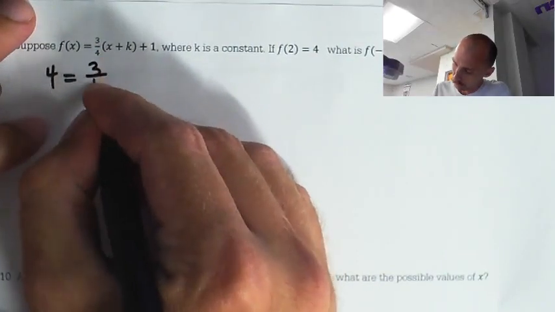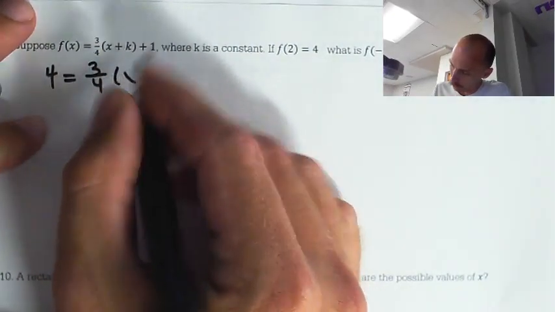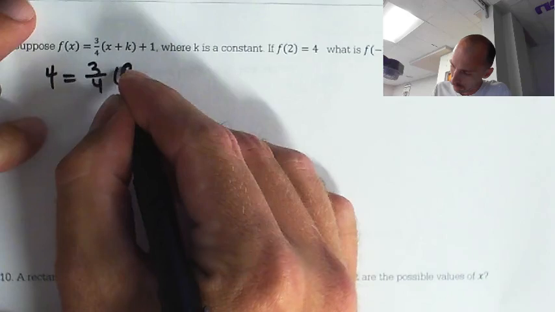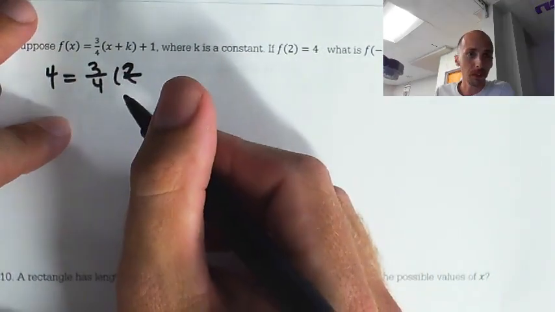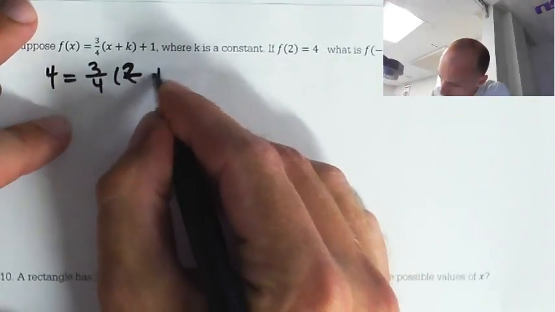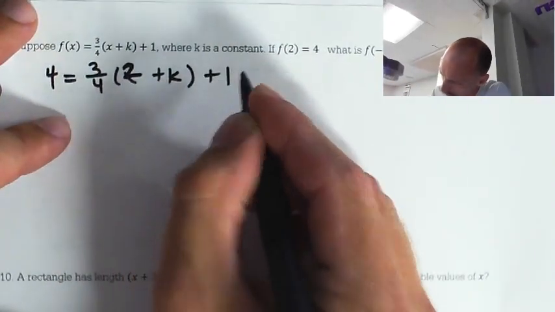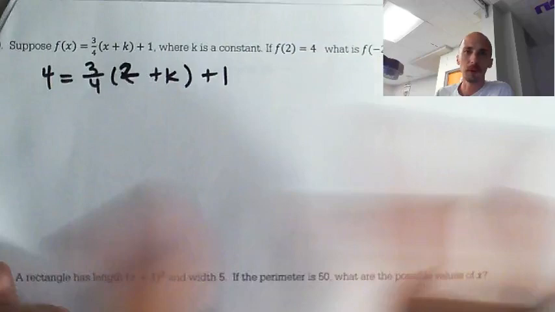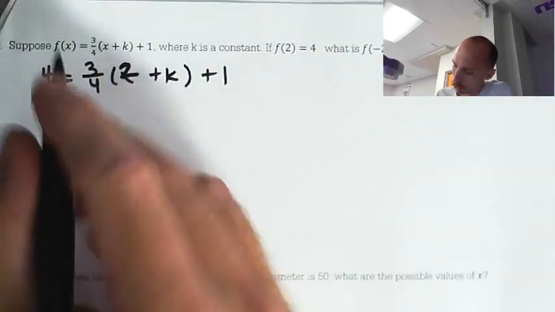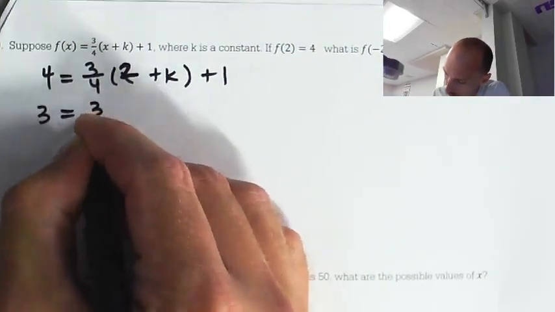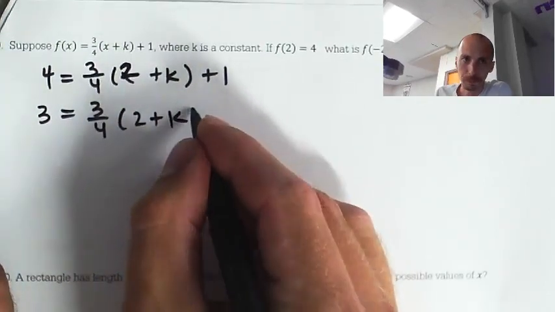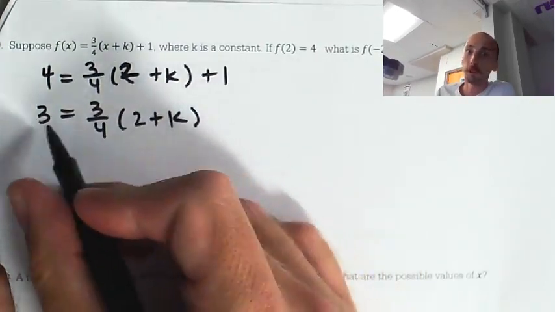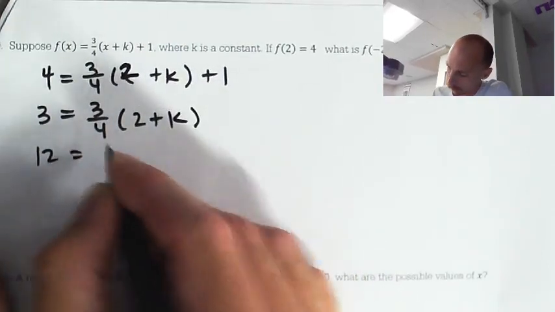So 4 is going to be 3/4 of x. Nope, 2 plus k. Recording this in my room, I didn't bring my usual eraser type thing, so you're just going to have to forgive me on that. 2 plus k, plus 1. Okay, maybe we can work with this, right? Maybe we'll subtract 1 from both sides. 3 equals 3/4 of 2 plus k. Now I'll multiply both sides by 4.